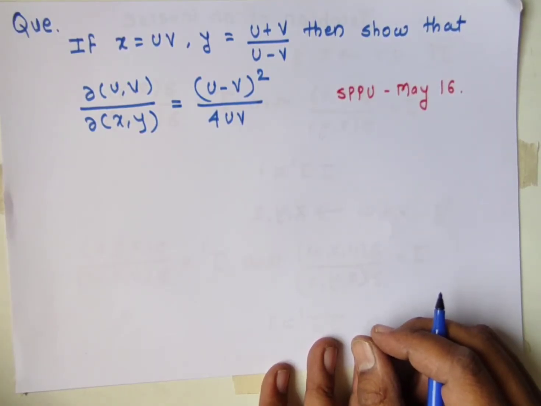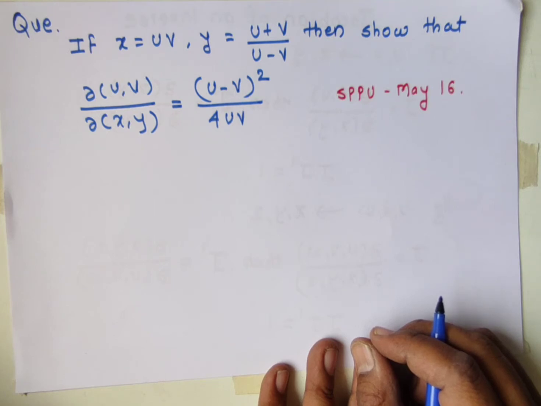Now let's take one example. If x is equal to uv, y is equal to (u plus v) upon (u minus v), then show that ∂(u,v) upon ∂(x,y) is equal to (u minus v) square upon 4uv. This question was asked in SPPU, Savitribai Phule Pune University, in May 16. Before going for the solution, try to understand the question first of all.